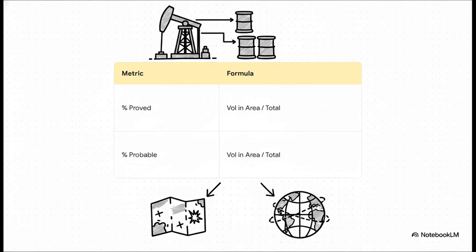And the math to report this is elegantly simple yet profoundly revealing. You just take the total volume of your reserves located in that specific conflict zone and divide it by your total global volume of reserves. You run this calculation twice. Once for your proved reserves, the oil you are almost certain is commercially recoverable, and once for your probable reserves, which are a bit less certain.